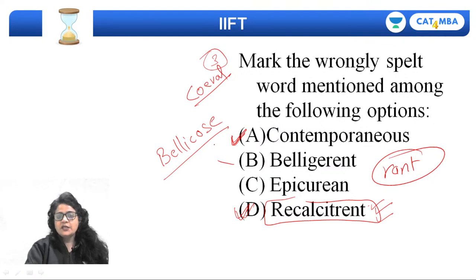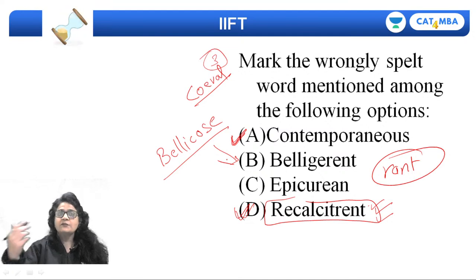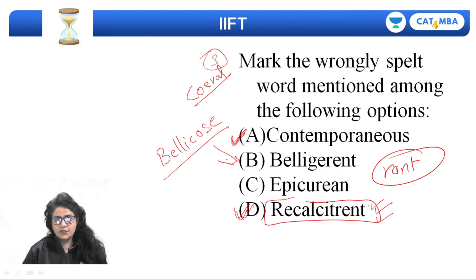Bellicose, belligerent, extremely aggressive people who are always ready to fight. Pugnacious is also a word synonymous with belligerent. Belligerent policy of America. It always waged war. It always preferred war rather than negotiation. Okay? Belligerent policy is of Donald Trump. Okay? So extremely aggressive, hegemonic.